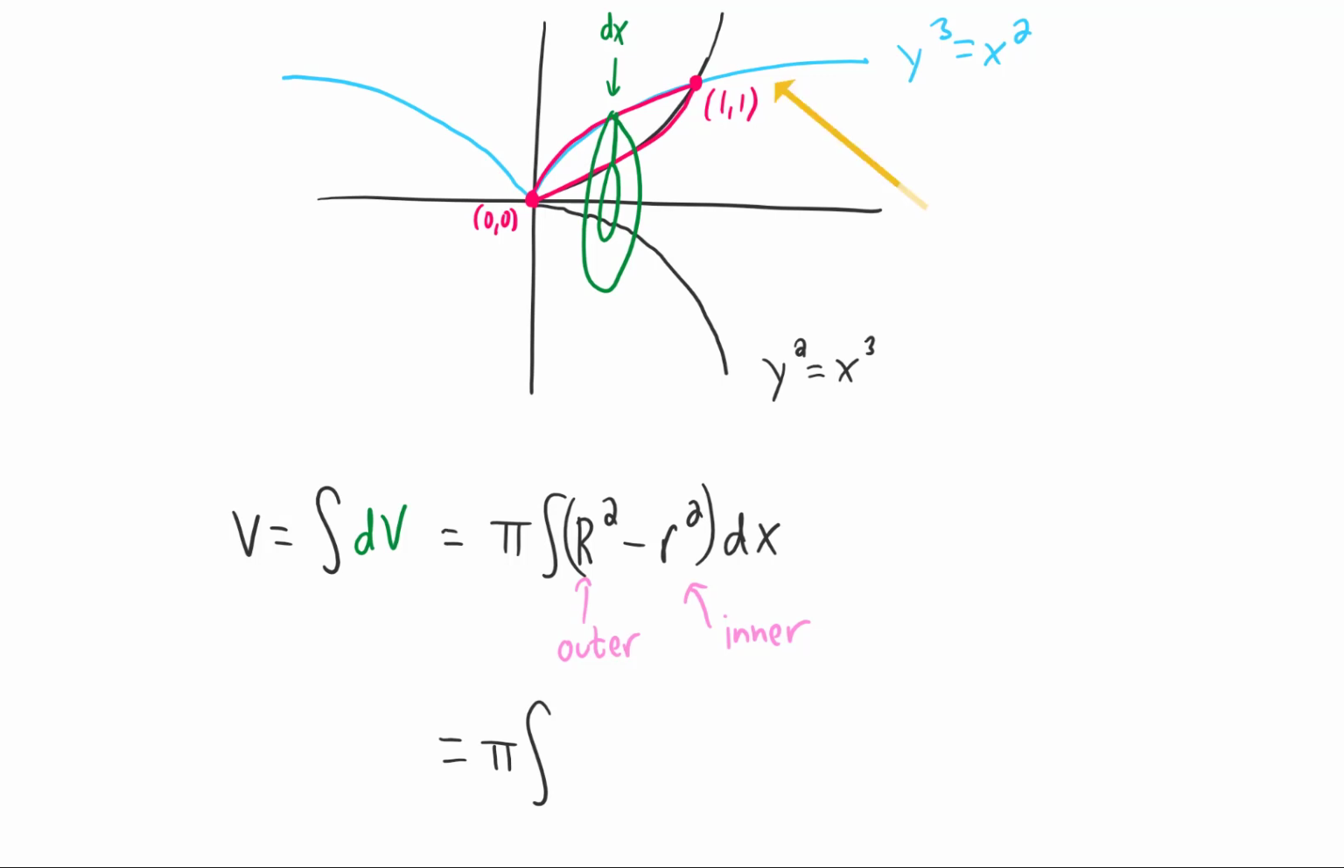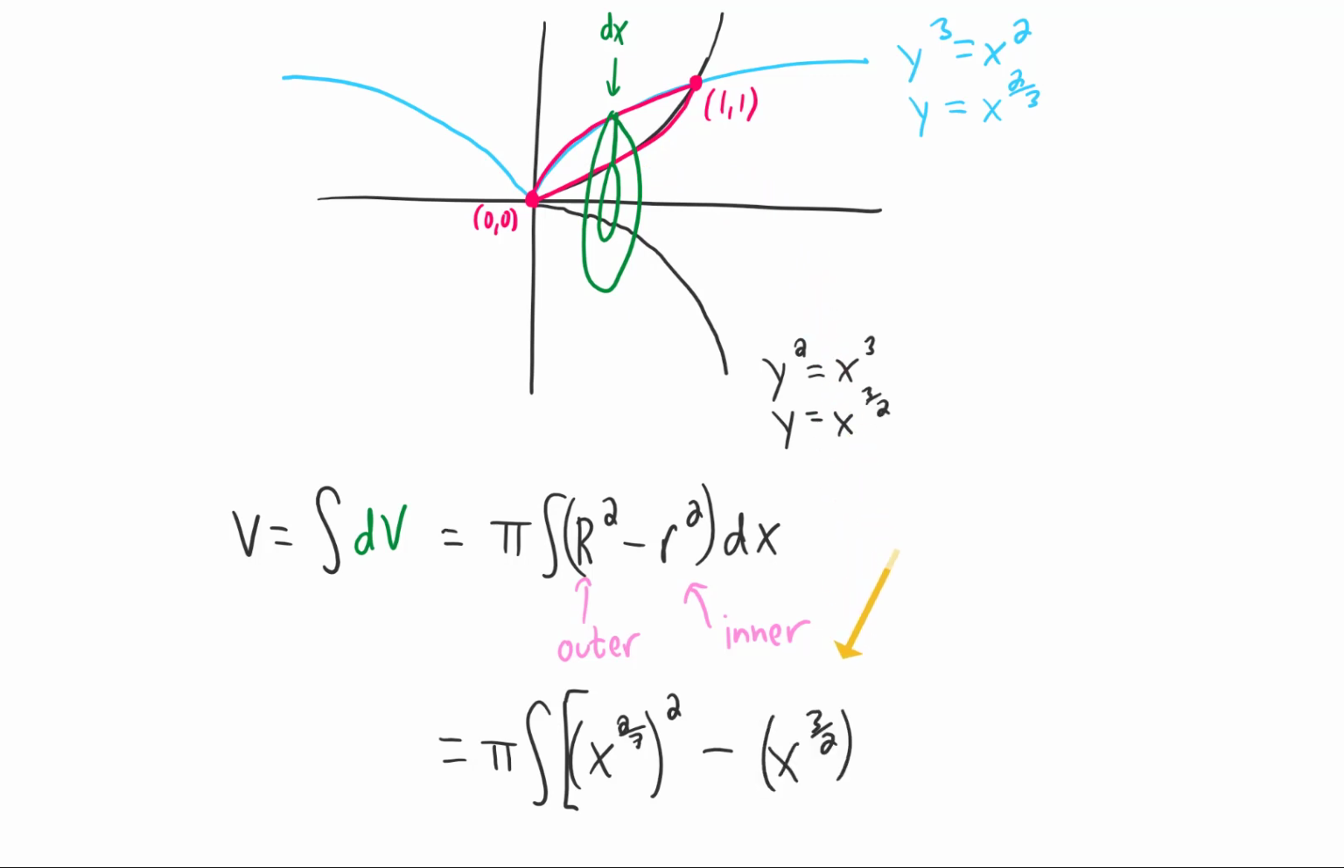Looking back at our graph, the outer radius of this washer is given by y cubed equals x squared, which of course earlier we solved to get y equals x to the 2/3 power. Therefore, our capital R is going to be x to the 2/3 power. Our inner radius is going to be given by the equation y squared equals x cubed, and we can solve that, of course, to get y equals x to the 3/2 power, and that x to the 3/2 is going to be our little r. And as we said earlier, we're going to integrate from 0 to 1.